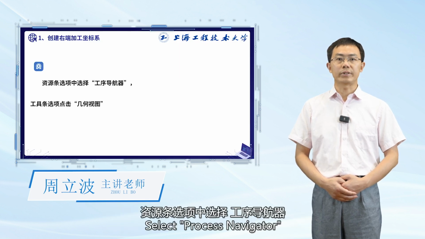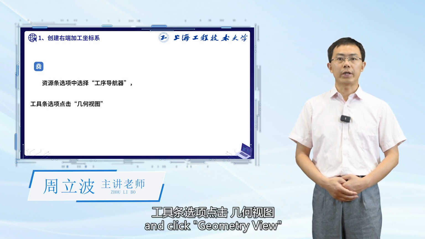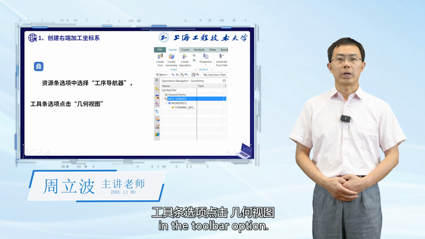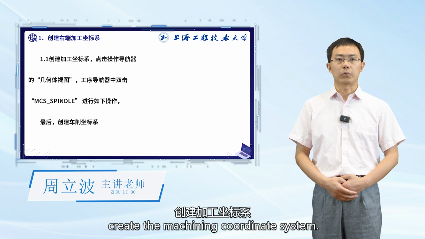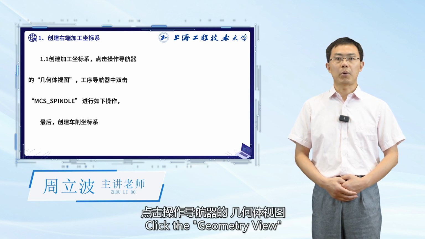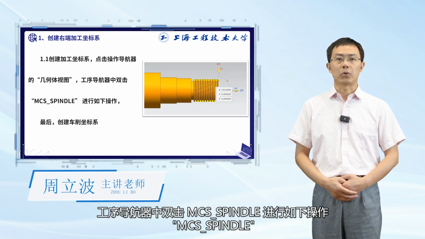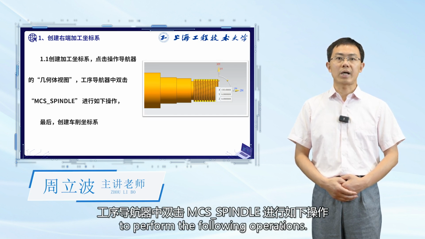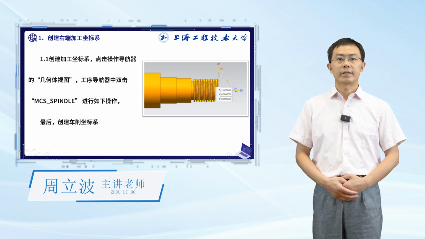Select Process Navigator in the Resource Bar option, and click Geometry View in the Toolbar option. Next, create the machining coordinate system. Click the Geometry View of the Operation Navigator, and double-click MCS spindle in the Process Navigator to perform the following operations. Finally, create the turning coordinate system.